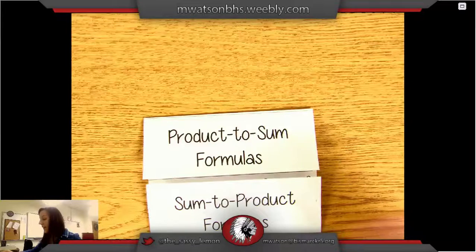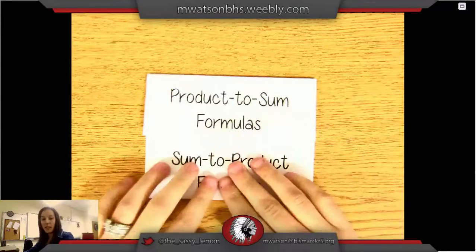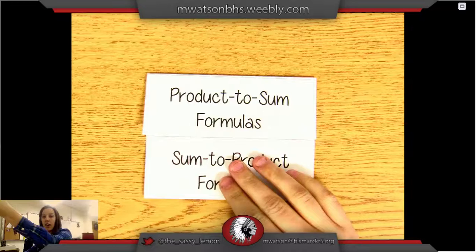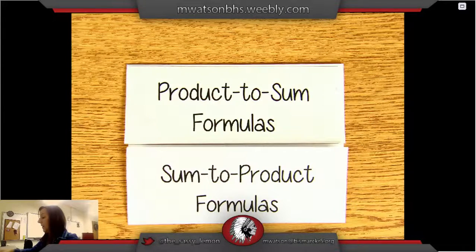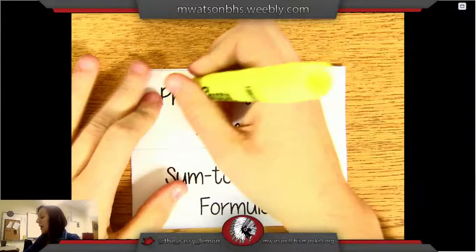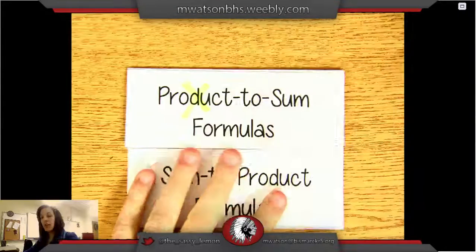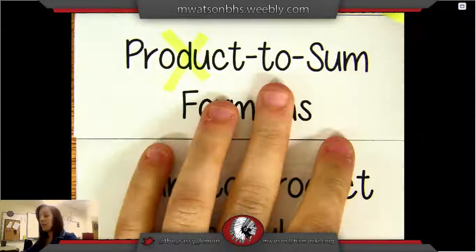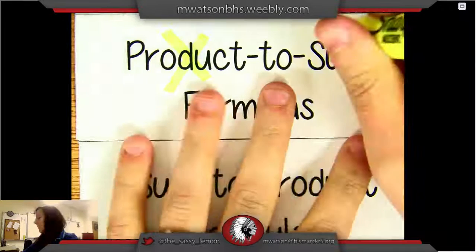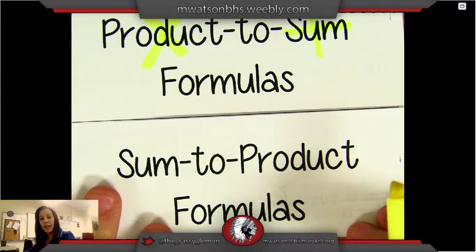Okay, so today's lesson is all about product to sum formulas and sum to product. Whenever I'm talking about this, what I mean is a product, meaning we have multiplication of two trig functions. To sum means going to addition of two trig functions. And then vice versa, sum to product.